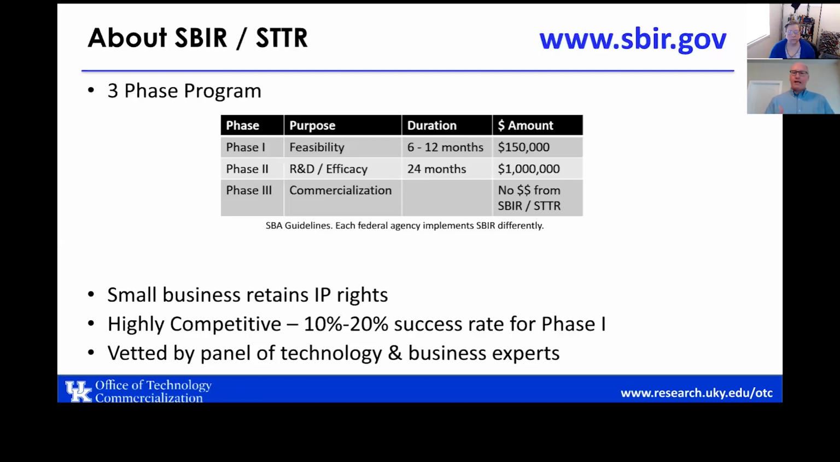These are highly competitive. Typically you're looking at about a 10 to 20% success rate on phase 1. Phase 2 is typically a little higher success rate because you have already gone through the process of phase 1. Only people that are successful in phase 1 can apply for phase 2. So they're a little bit less competitive, but still a very competitive program.